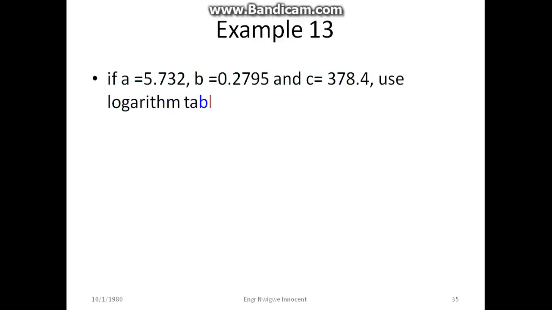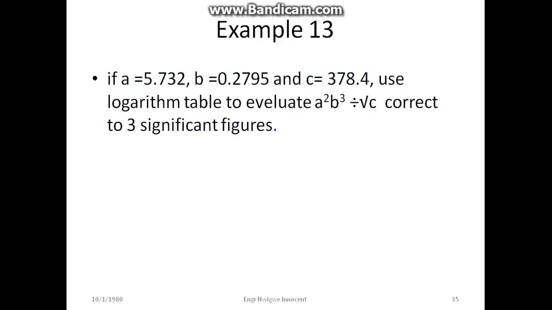If A is equals to 5.732, B is equals to 0.2795, and C is equals to 378.4. Use logarithm table to evaluate A squared B cubed divided by square root of C correct to 3 significant figures.